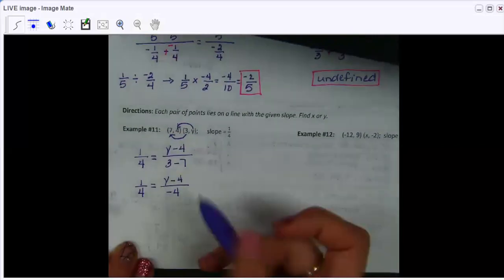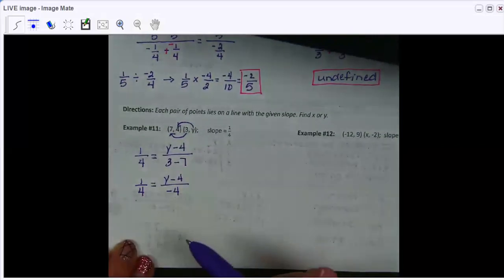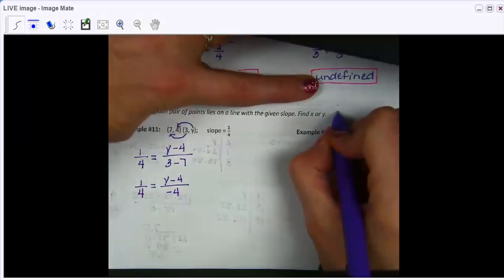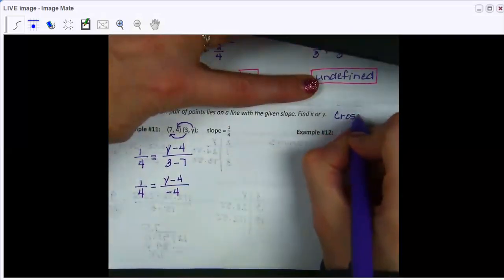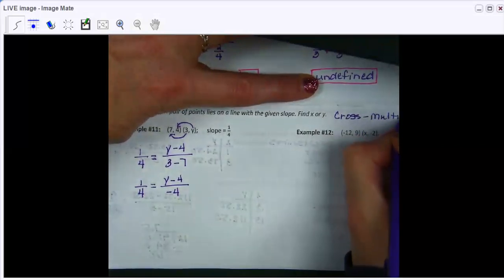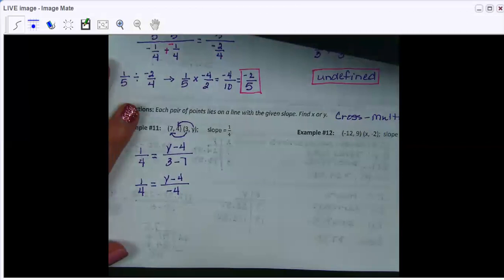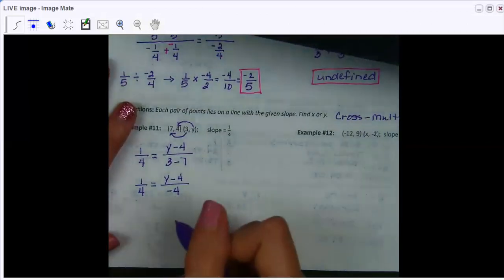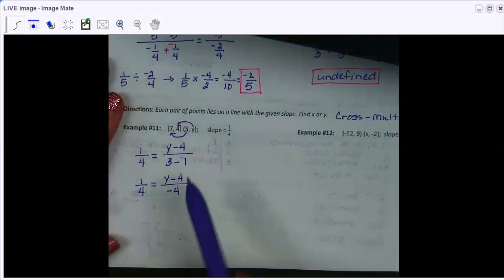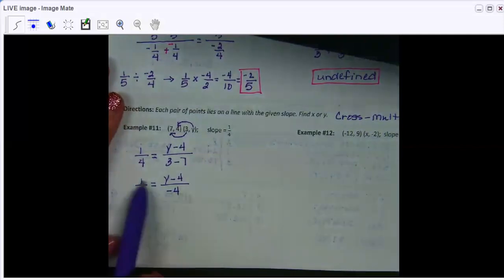So with a problem like this, we can cross multiply. And then you won't divide after that. You'll actually just solve the equation. So basically, we're cross multiplying and solving. If you want to put up here "cross multiply" to help you remember that you can do this, I would. This is not the only way that you could solve these problems, but this is what I have found is the simplest for you.